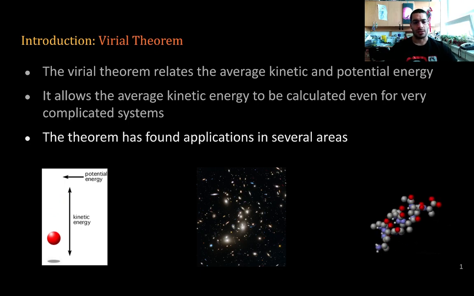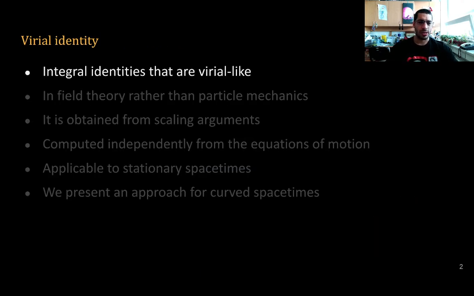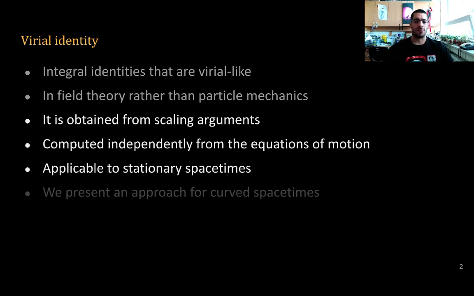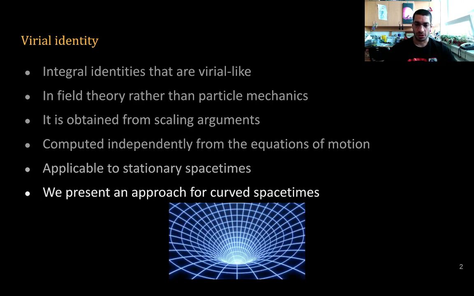However, this theorem has also found application in other areas, and of particular interest for us is the case of the presence of an additional matter contribution to the universe. So, what we are interested in is integral identities that are virial-like, but in field theory rather than particle mechanics. And these are obtained through a scaling argument, which is known as Derrick's scaling argument. And very importantly, they are computed independently from the equations of motion. This so far has only been applicable to stationary spacetimes, and what we want is to present an approach for curved spacetimes.